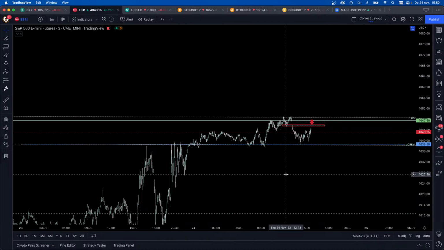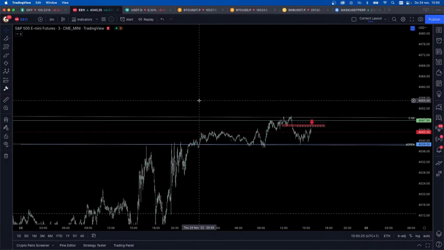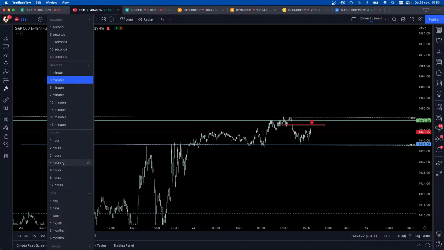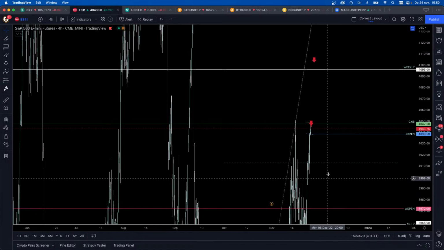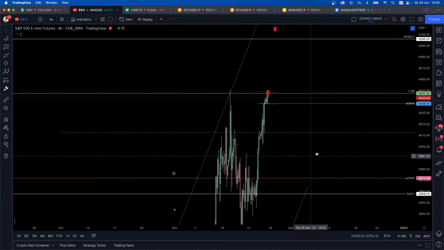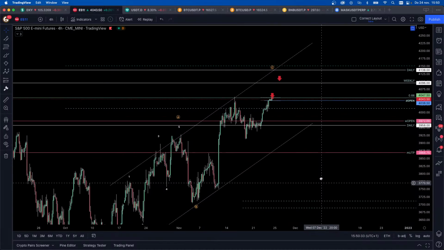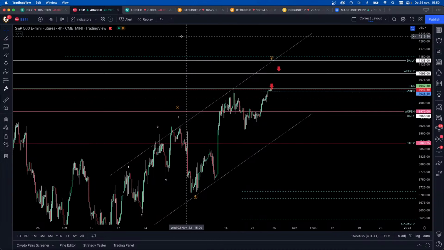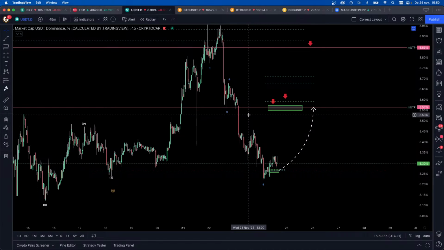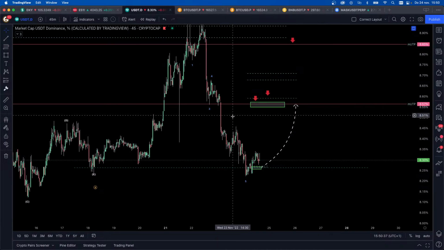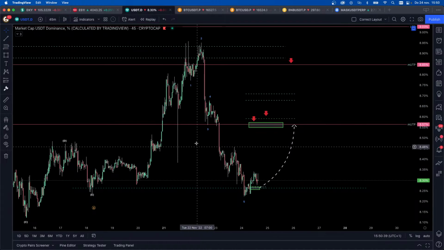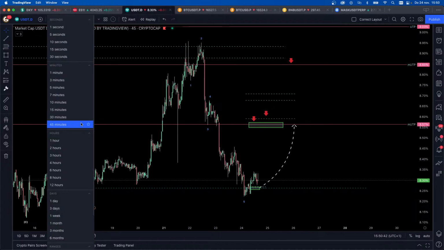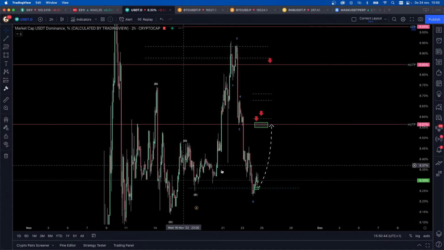Okay, so that is for the US stocks. So you have to know where price might travel towards on each chart: the dollar, stocks, and as well USDT dominance. But for trading crypto, for me, this is the most important chart that could help your trading.